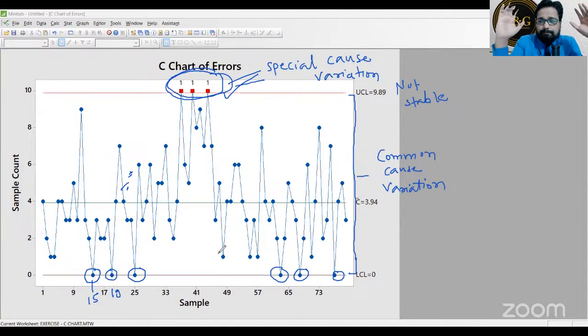Everybody got this diagram? Super, super.